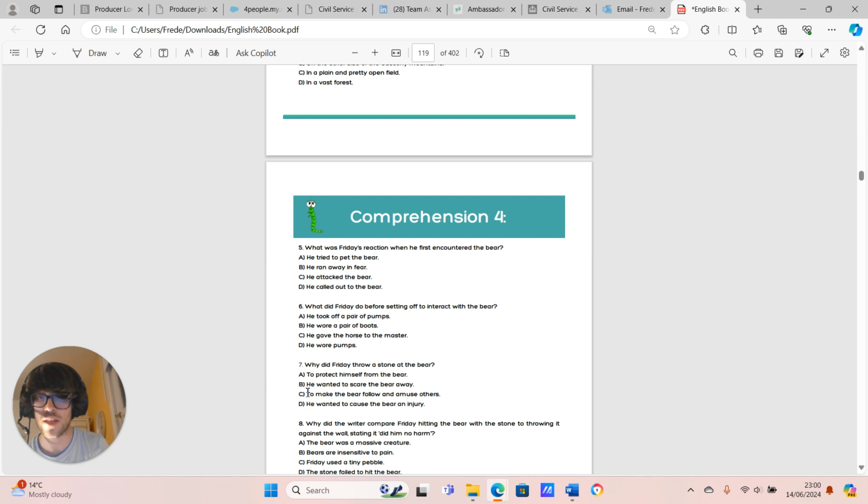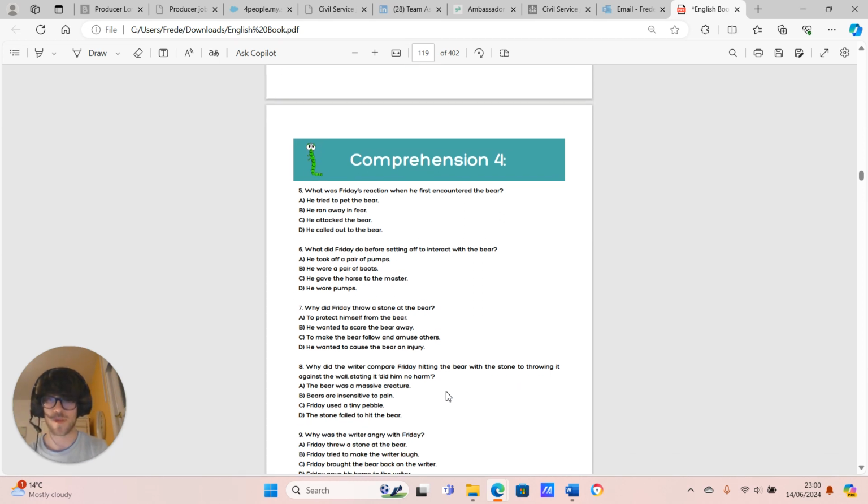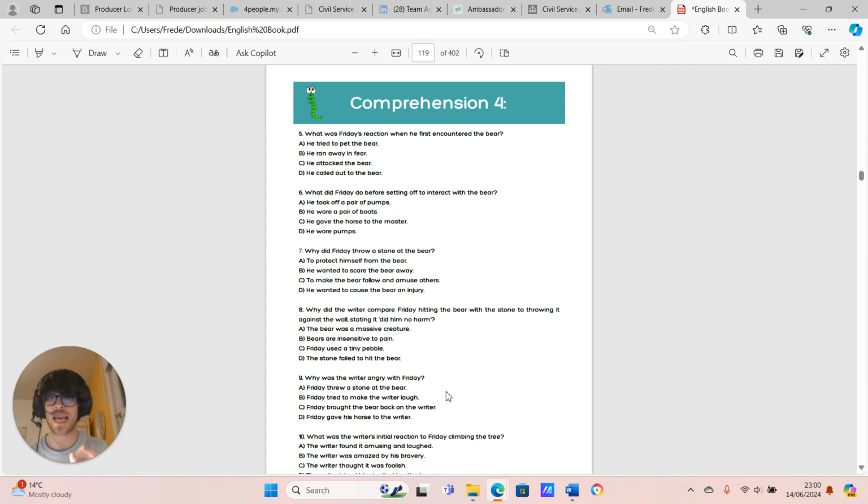Which one of these makes the most sense? Well, that's both of them. To make the bear follow and amuse the others. Has to be C. All the answers are there, you just need to understand what it's saying. That's the challenge. You can find all of these. This is just search and locate. That's all it is. It's not difficult. You just need to understand the English, the language being used.